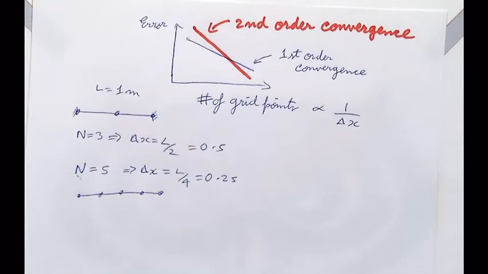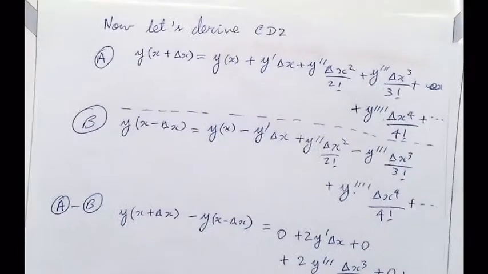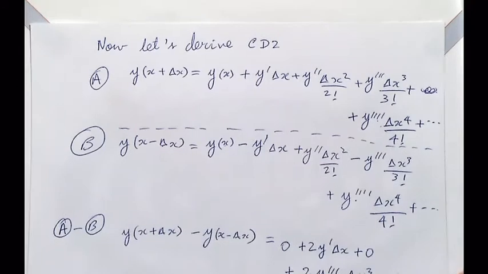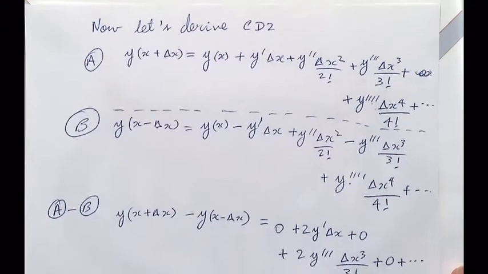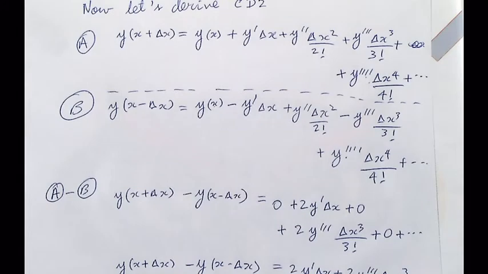If we go back to how we derived this center difference, there's something else we can do. You said do A minus B. What happens if I do A plus B? Will we get something different? We'll get rid of the odd terms if we do A plus B, and we will keep the even terms. So let's do that.